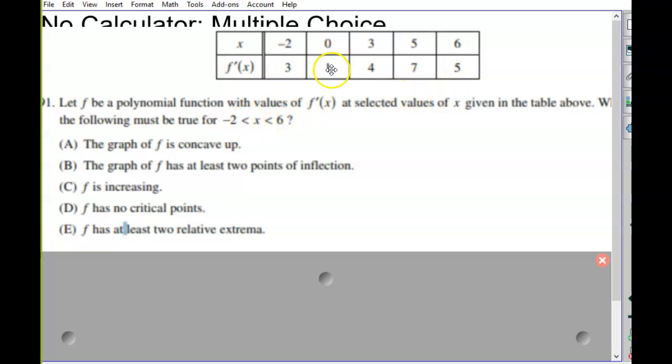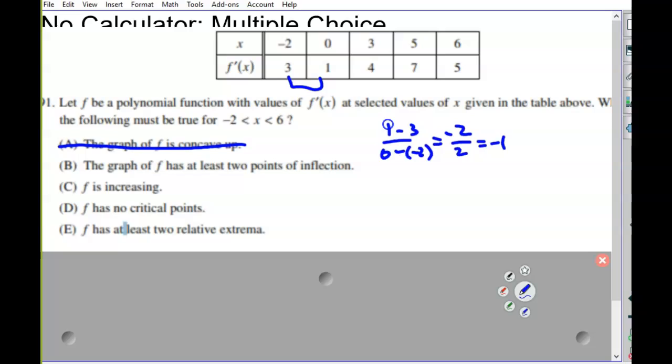But look at the first one. If I do the slope between these 2 points, if I just did 1 minus 3 over 0 minus -2, right there, see how that's a negative? That would mean that the average rate of change would be negative. So the second derivative would not be positive. So right away that eliminates A. I'm going to skip around here.